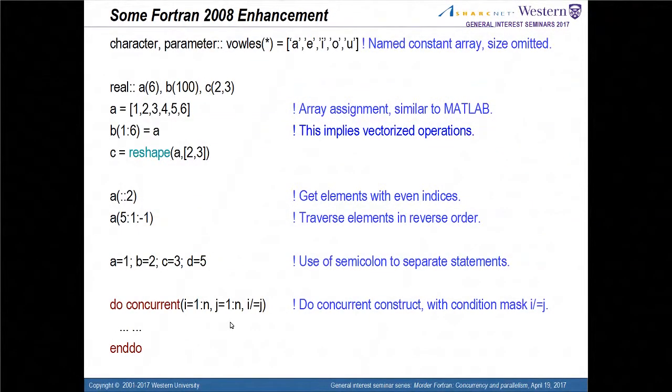And as well, the do concurrent construct allows you to put a loop with a condition altogether. Here, we loop over i and j from 1 to n, with the condition i is not equal to j, all put together. And this do concurrent construct also allows the compiler to generate code that can be vectorized and can be executed in parallel or concurrently.